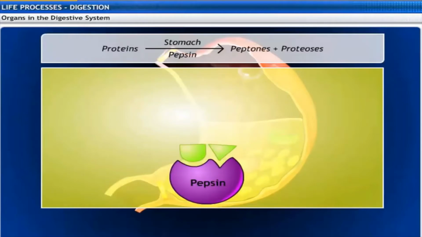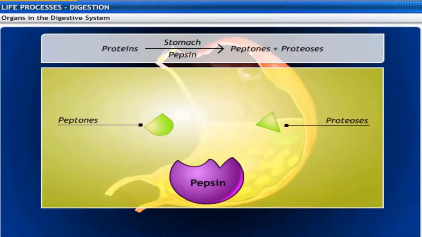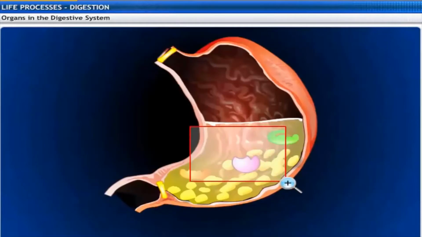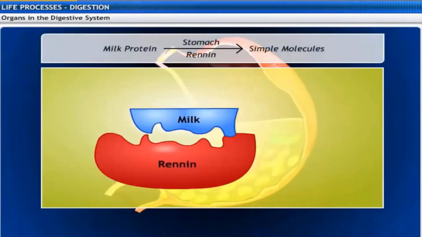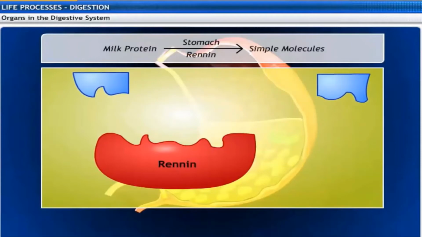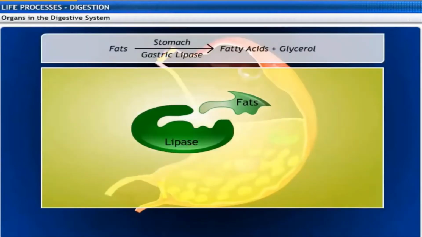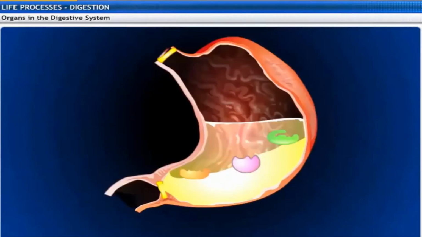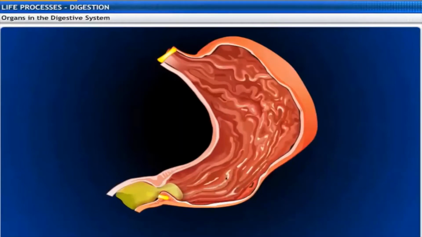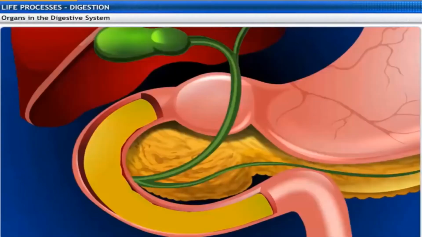Pepsin breaks down proteins into peptones and proteoses. Renin separates milk into liquid and solid portions. Lipases act on fats and help to break them down. This process continues till the food is turned into a thick liquid called chyme. The acidic food from the stomach reaches the first part of the intestine called duodenum.